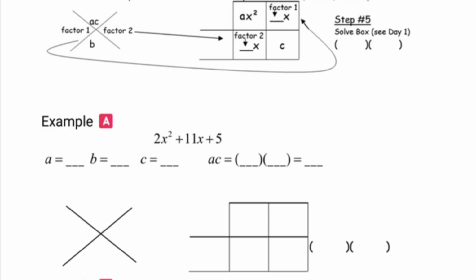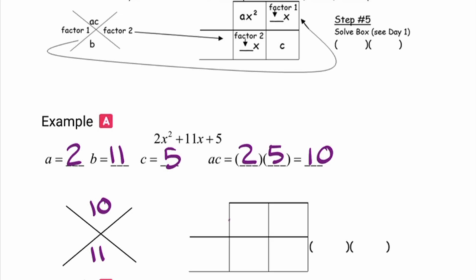Our first example is 2x squared plus 11x plus 5. So in this example, A is 2, B is 11, and C is 5. So when I multiply 2 times 5, I get the number 10. I am putting this at the top of my box, and I'm putting B, 11, at the bottom of my box.